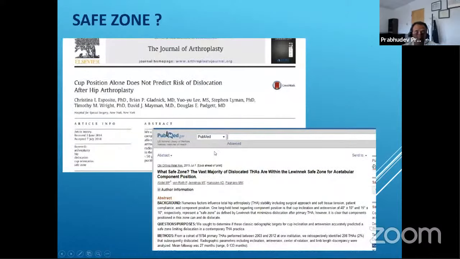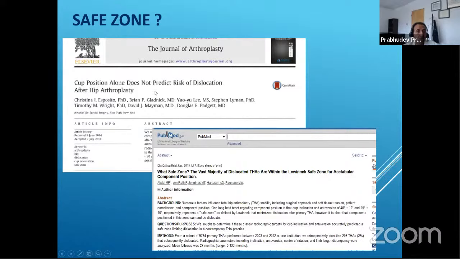But again, there have been many studies looking into the relationship between the safe zone and the dislocation rate. And this study by Mayo Clinic in 2015 demonstrated that a vast majority of the dislocated total hips were actually within the Lewinnek safe zone of the acetabular component position.